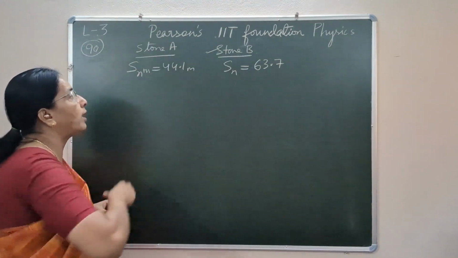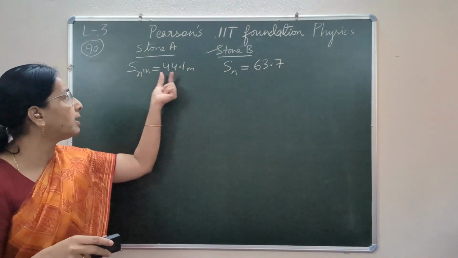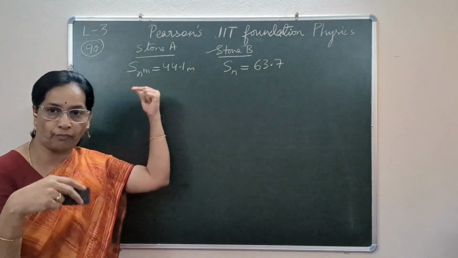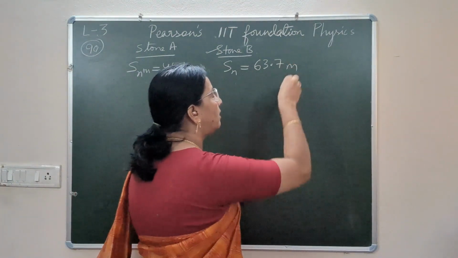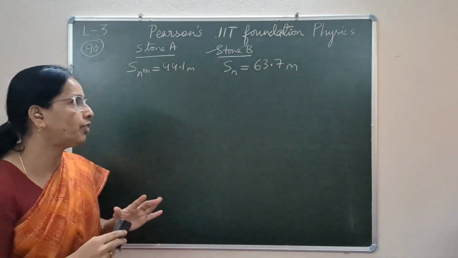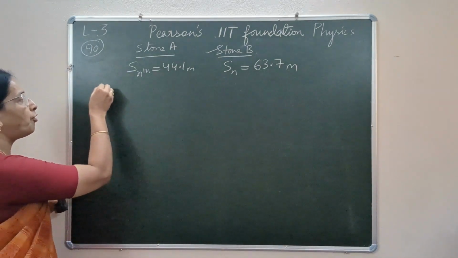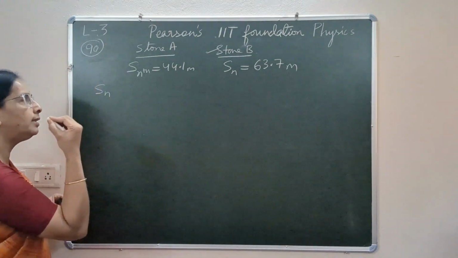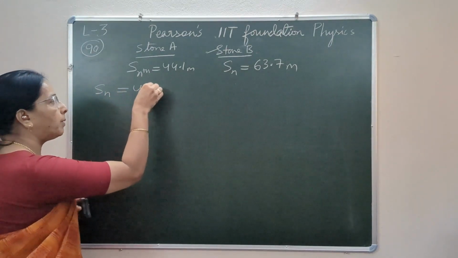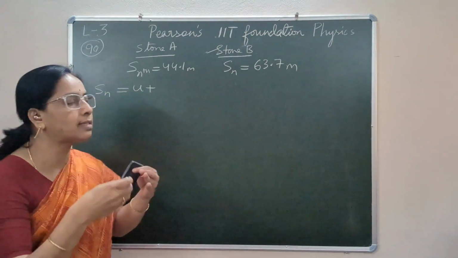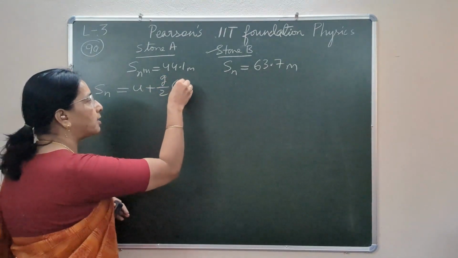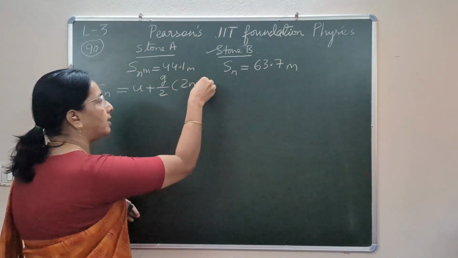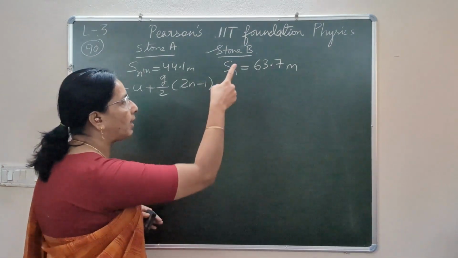This is about stone A. Stone A traveled this much meters in the last second of its motion, and stone B traveled this many meters in its last second of its motion. We are going to use the formula distance traveled by the body in the nth second, which is u plus a by 2 times 2n minus 1, but this is a vertical motion, so I am writing it as g by 2 times 2n minus 1. So the same thing I'll apply in this case also.